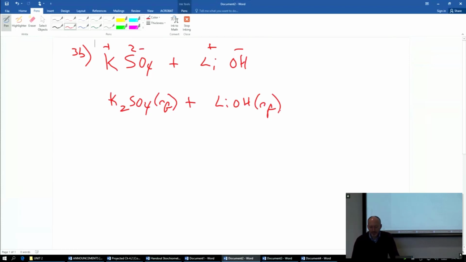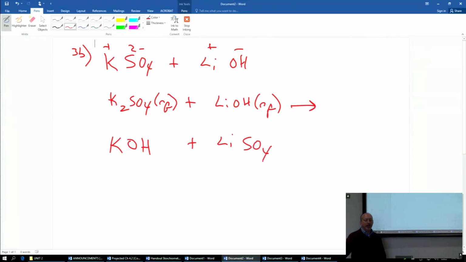Next up, I told you it's double exchange. So in a double exchange, the guys in the front stay in the front, leaving their subscripts behind. So I write the K in the front position, I write the lithium in the front position, but I do not bring the 2 over from potassium. The sulfate and the hydroxide exchange partners. So the hydroxide goes with the potassium, the sulfate goes with the lithium.